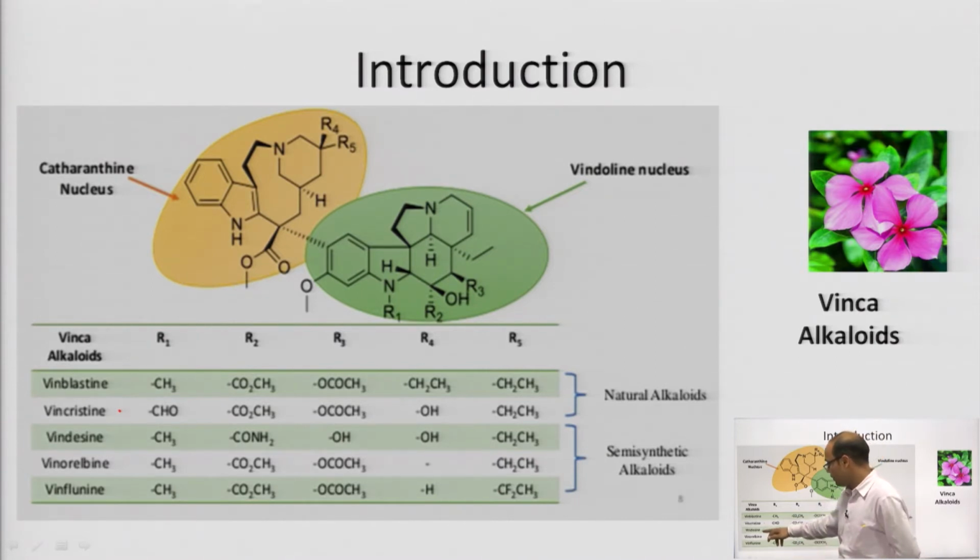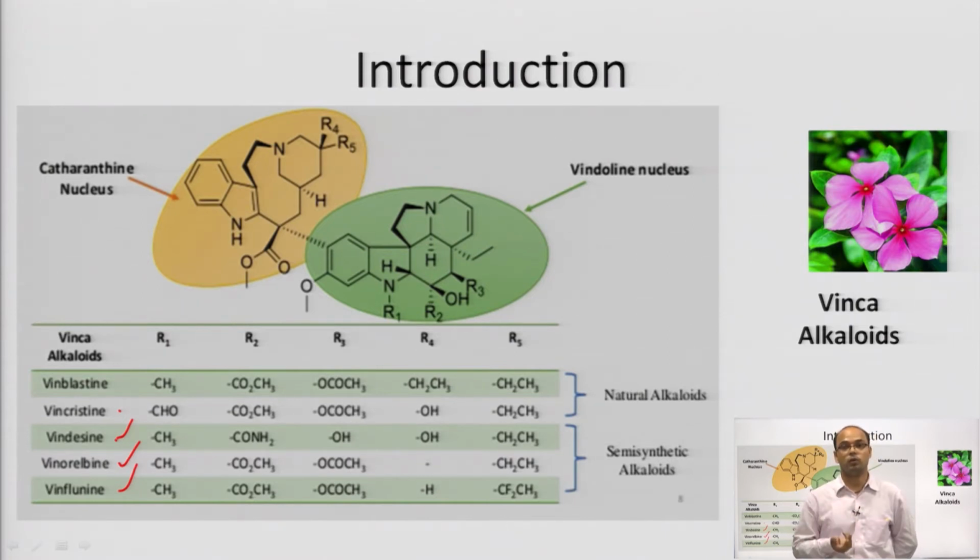The semi-synthetic derivatives of Vinca alkaloids are vindesine, vinorelbine and vinflunine. These are the synthetic derivatives of Vinca alkaloids. And if you look at the structure, it is a complex structure composed of two basic nucleuses. In the orange picture you can see the catharanthine nucleus, and the vindoline nucleus in green color. Together these two structures combine to form the basic nucleus of Vinca alkaloids.